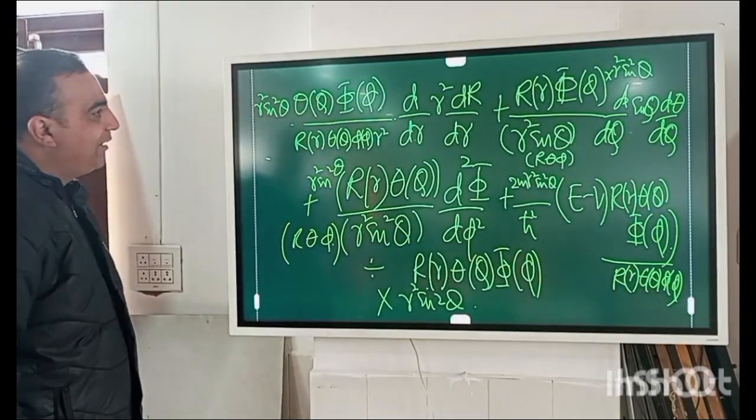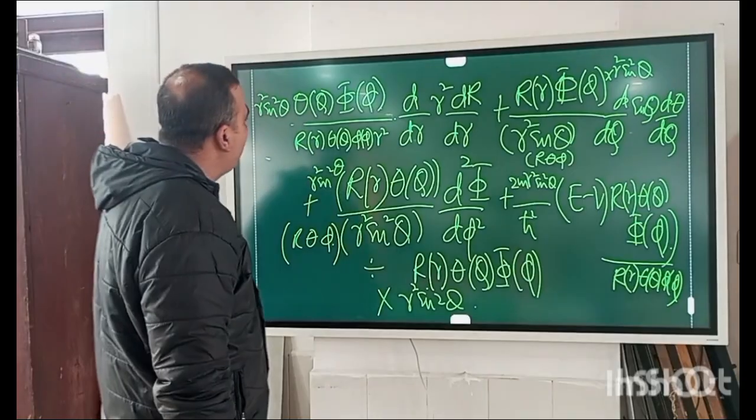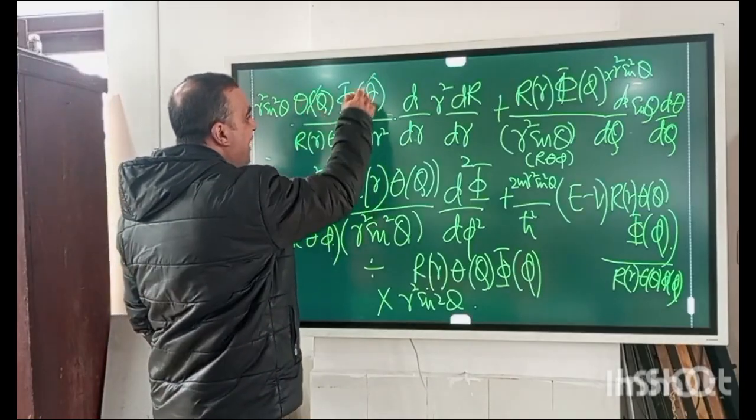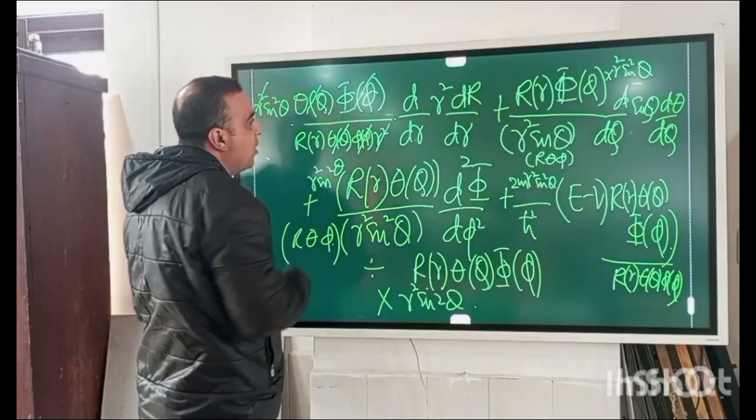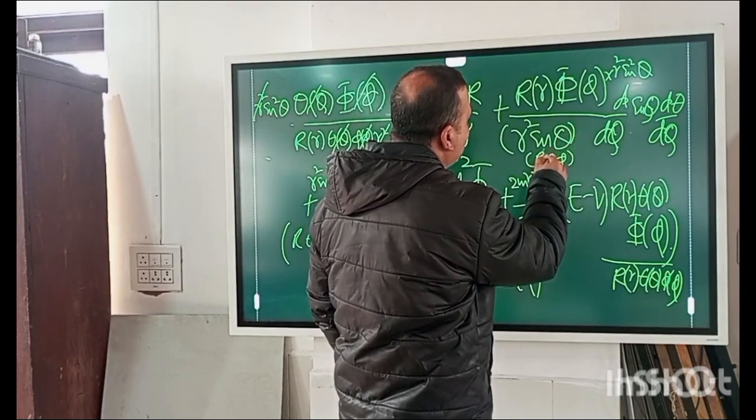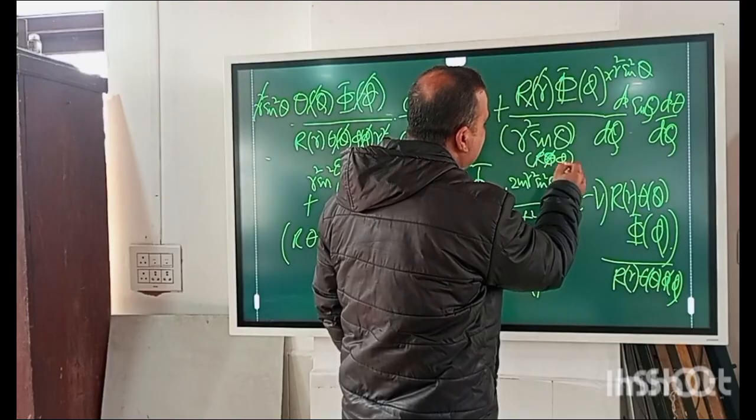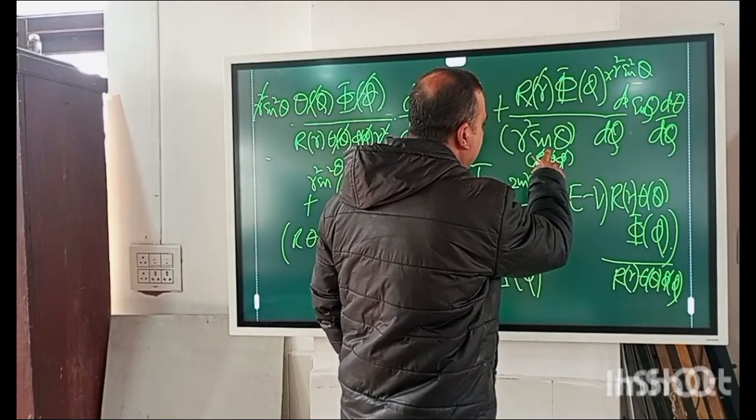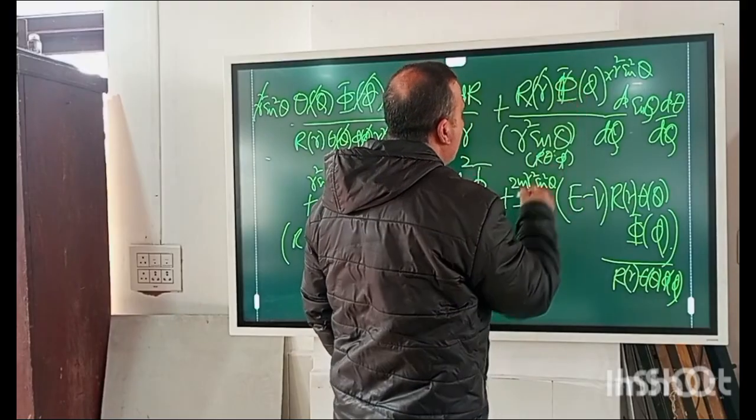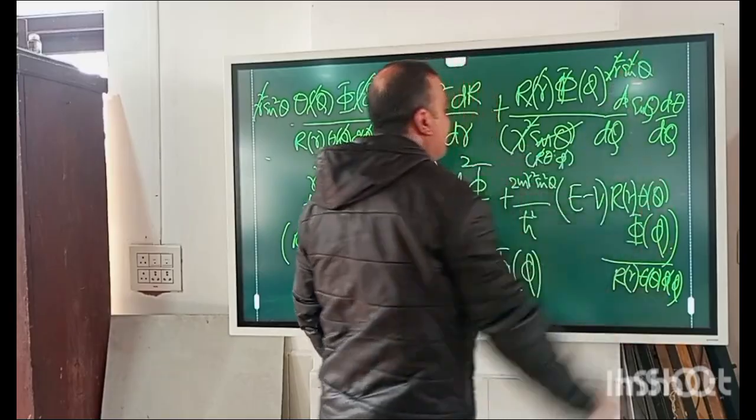Now I don't know whether it's visible, I think it will be visible. You can see we will now have some cancellations. The theta and theta will go, and phi will go, r square and r square will go. Similarly, here r will go, theta will not go here, theta will stay here, phi will go. So here theta will be retained, phi will go, r square will go, and sine square theta will go.